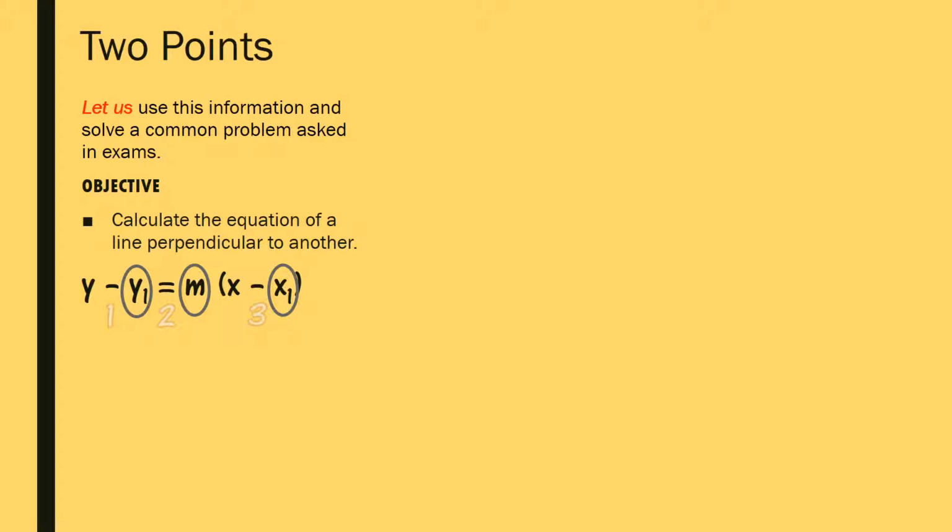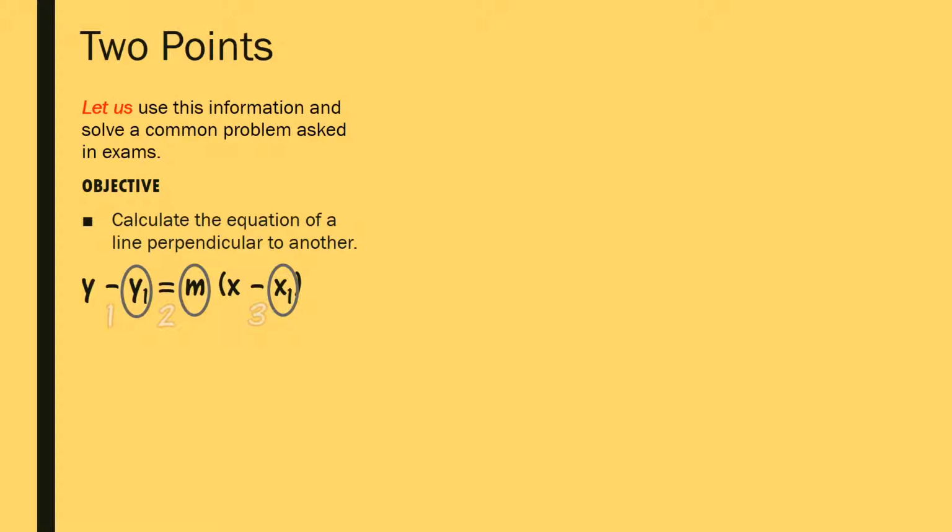So we're going to take this information and use it to solve an exam style question. Very much like last time, we're going to calculate the equation of a line, but this time it's going to be perpendicular to another rather than parallel to it. And we're going to use our y minus y1 equation like we've used beforehand.